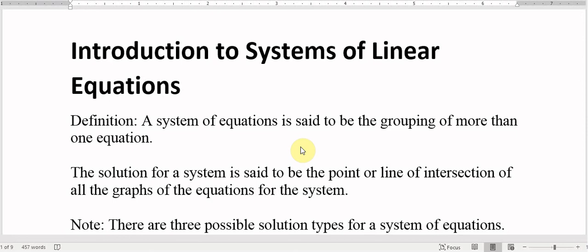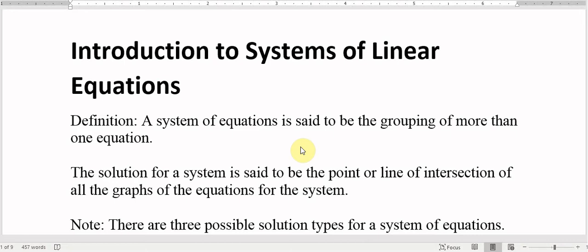Introduction to Systems of Linear Equations. As we start this course, this very first section, we deal with the very fundamental position of linear algebra, and we start with considering linear equations. That serves as the foundation as we go forward.